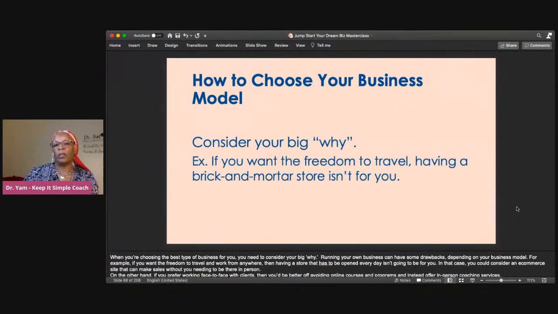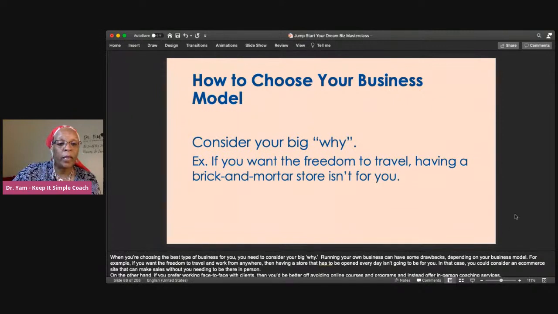The next thing to consider is how to choose your business model. Now, you may be thinking that it may not be a hard decision to make. However, when you're running a business, you do have some drawbacks, and depending on your business model, for example, if you wanted to have the freedom to travel and work from anywhere, then having a brick and mortar store is probably not going to be the best idea for you. So there are those types of things you want to keep in mind.